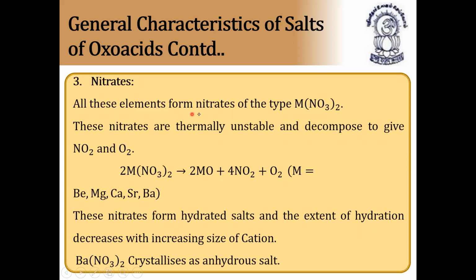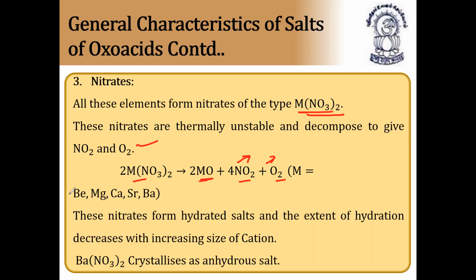Nitrates. All these elements form nitrates of the type M(NO3)2: beryllium nitrate, magnesium nitrate, calcium nitrate, strontium nitrate, and so on. These nitrates on heating strongly form metallic oxides, nitrogen dioxide, and oxygen gas. Very, very important. These nitrates are thermally unstable and decompose to give nitrogen dioxide and oxygen gas.